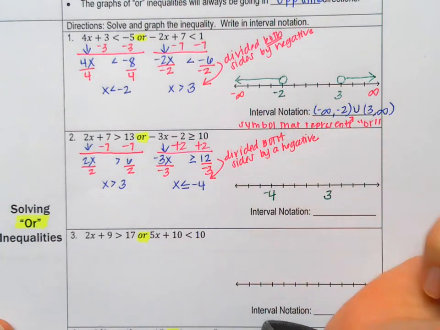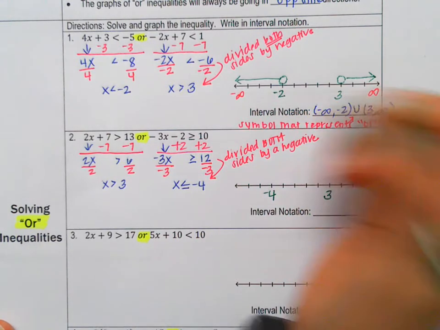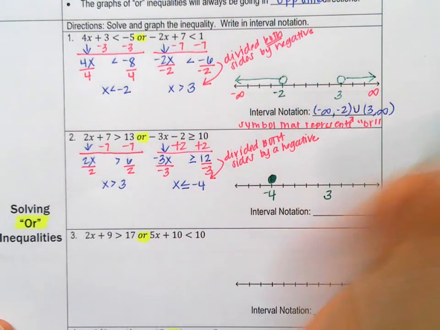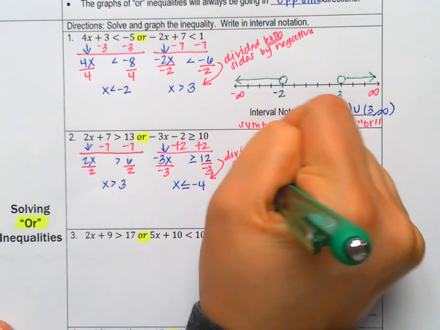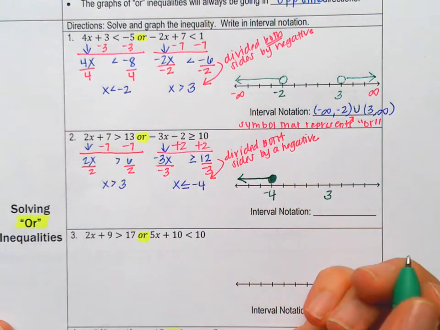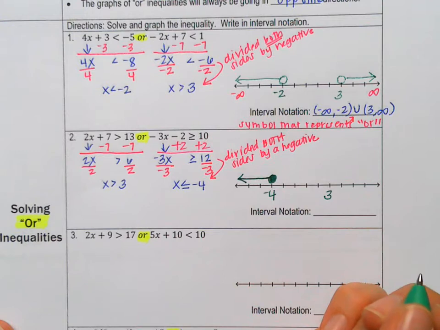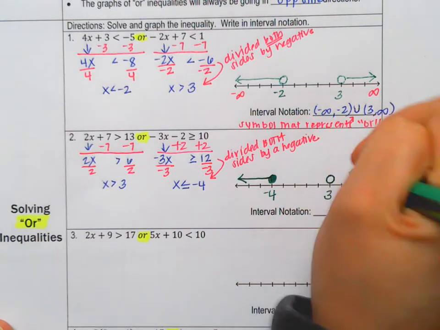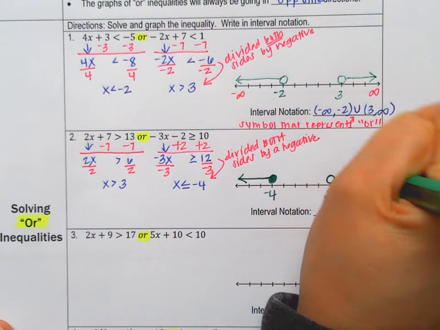So x is less than or equal to -4. Is that an open or a closed circle? That's going to be a closed circle. And less than is going to be going in the negative direction. And then x is greater than 3. Is that an open or a closed circle? That's an open circle at 3. And it's greater than, so it's going in the positive direction.